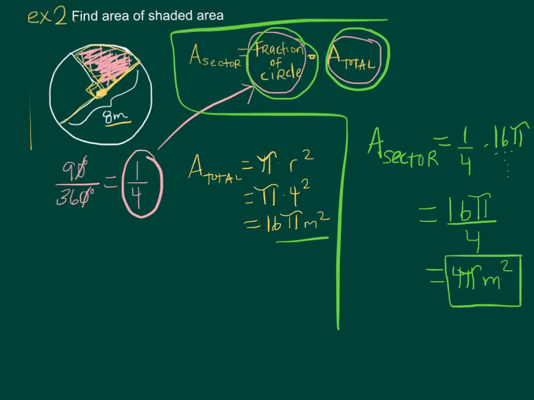Now this makes sense. The total area is 16 pi, and the area of just this piece should be less than that, and that makes sense. It's 4 pi meters squared. So the area of the shaded part is 4 pi meters squared.